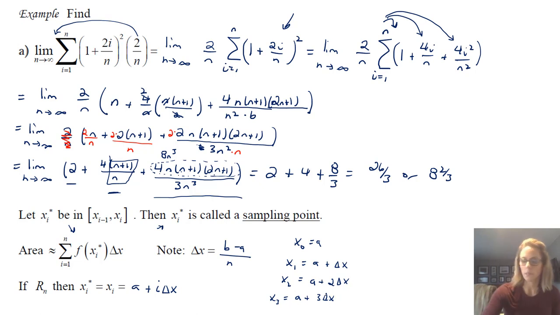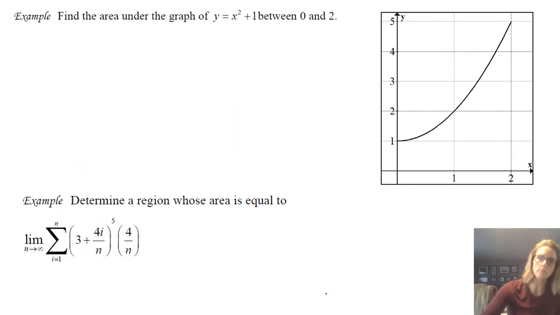Okay, so let's use this in an example. Find the area under the graph of y equals x squared plus 1 between 0 and 2. So we already looked at this for just x squared. Now we're just raising it up above, and we're going to use this idea of the limit notation in the rectangles in order to get that exact answer, which is not going to be an approximation.